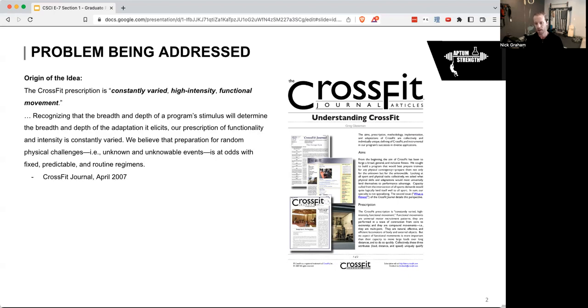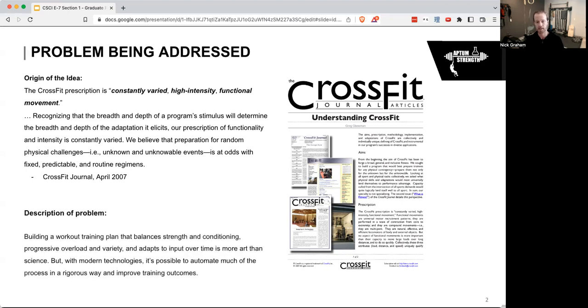And the surface area of what could be considered constantly varied is actually quite large. It could mean that you're changing up the exercises that you're doing on a daily basis. It could mean that you change it up on a weekly or monthly basis. It could mean that you never perform the same workout twice. There's a lot of different things that could potentially mean. And so I tried to come up with a more narrow framing of what that constantly varied could potentially look like to provide both consistency and variety in an algorithmic and programmatic manner.